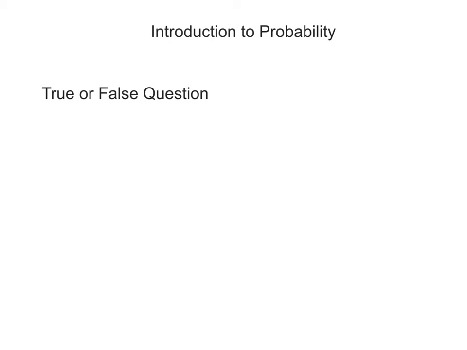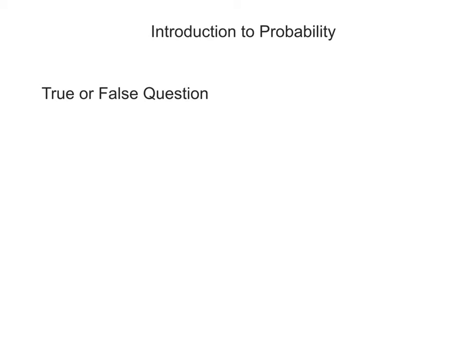Here's the question. We're going to give Michael a true or false question. All right, Michael, I want you to answer this true or false question. Now, the event is Michael answering the question. The event is the set of all possible outcomes. So how many possible outcomes are there for Michael? Well, let's talk about it.